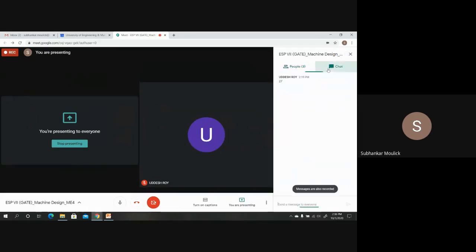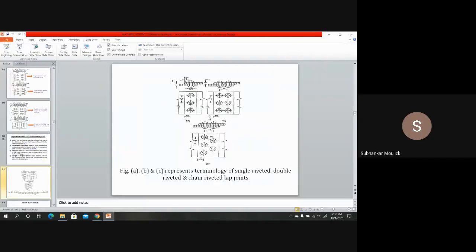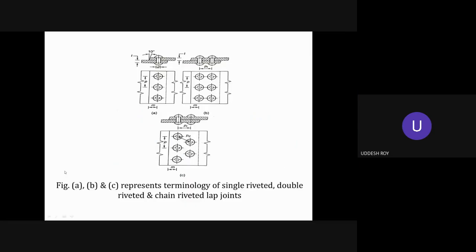Hello. Yes, sir. Tell me, Udesh. Sir, in the second figure here, I am seeing two rivets. Yes, then how can I define diagonal pitch in the second diagram?